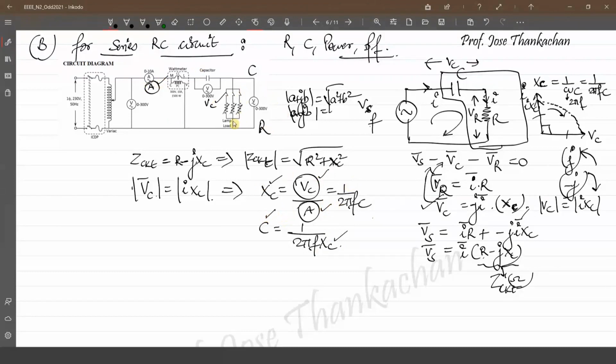Isn't it? Now what else are we measuring? We are measuring VR also. This is VR, and the current flowing through it is also known. So VR is equal to I into R. From here you can find R. R is nothing but the VR voltmeter reading divided by the ammeter value. So R is also known to us.